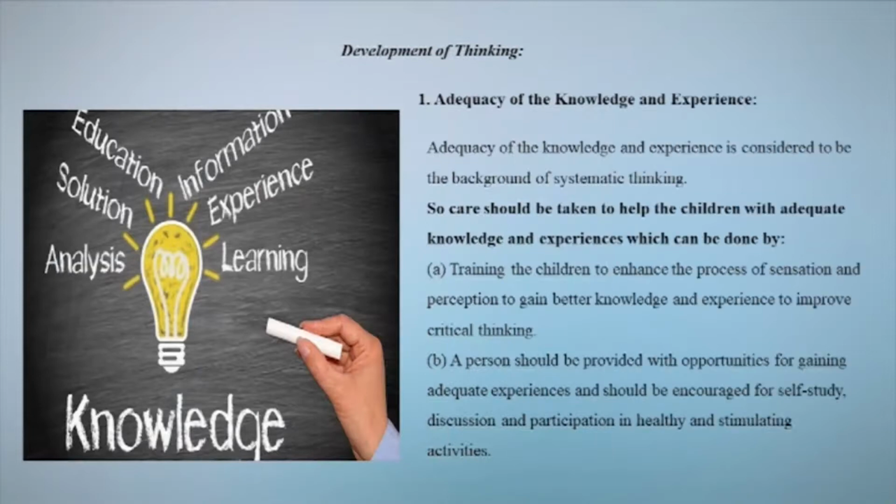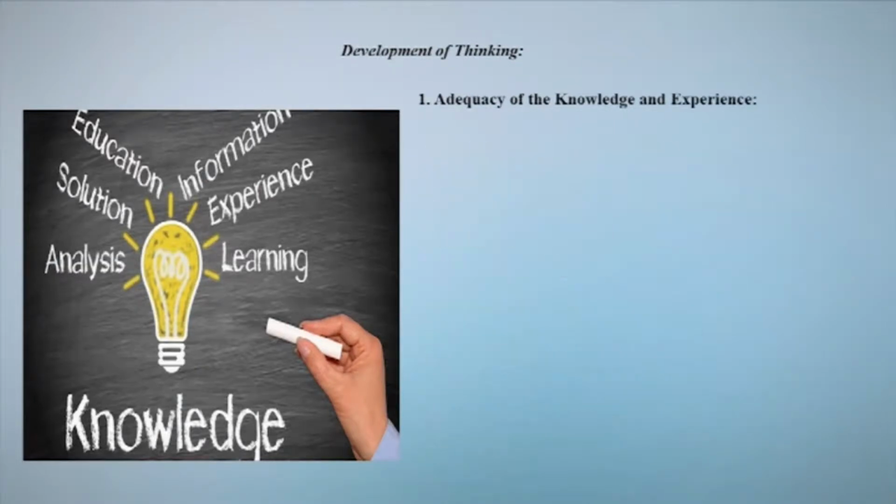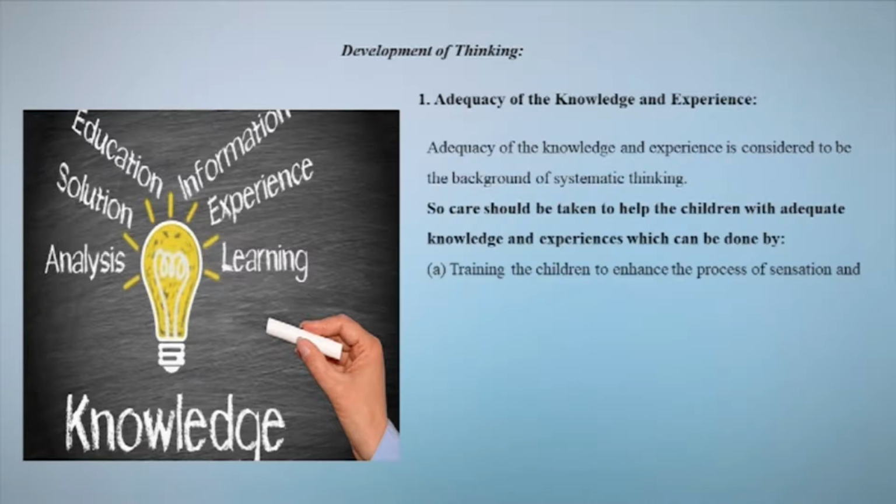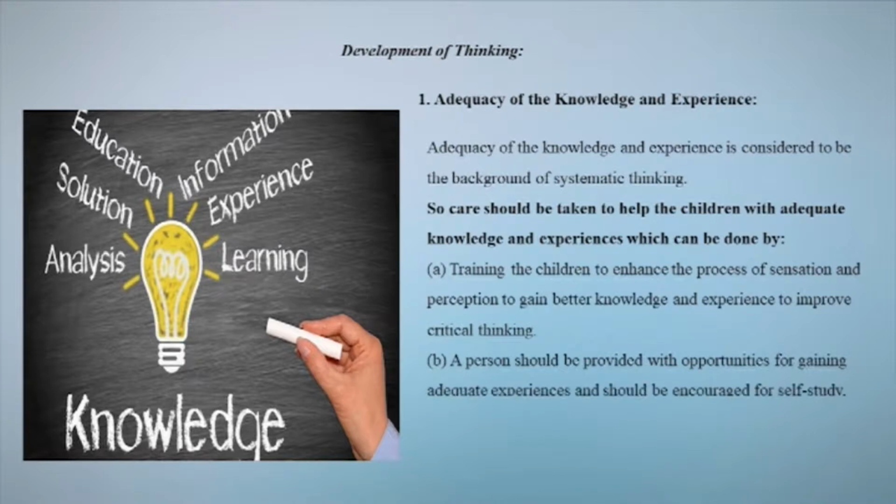The first method is adequacy of knowledge and experience. Adequacy of knowledge and experience is considered to be the background of systematic thinking. So, care should be taken to help children with adequate knowledge and experiences, which can be done by training the children to enhance the process of sensation and perception to gain better knowledge and experience to improve critical thinking. A person should be provided with opportunities for gaining adequate experience and should be encouraged for self-study, discussion, and participation in healthy and stimulating activities.